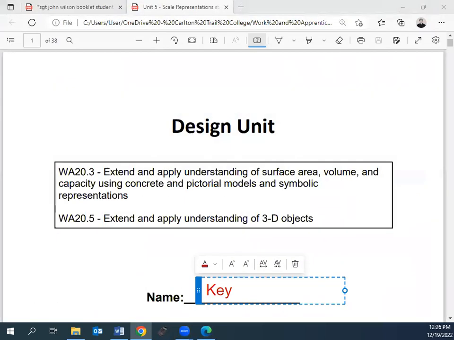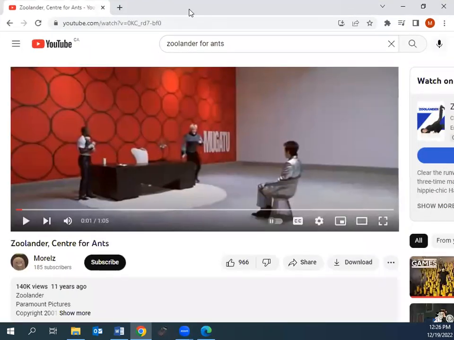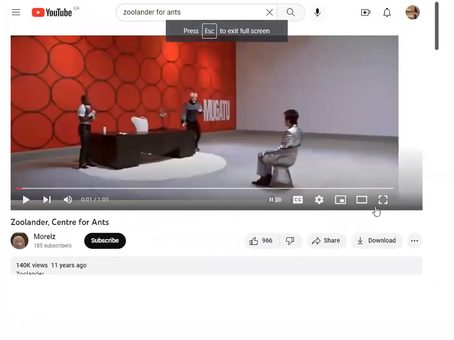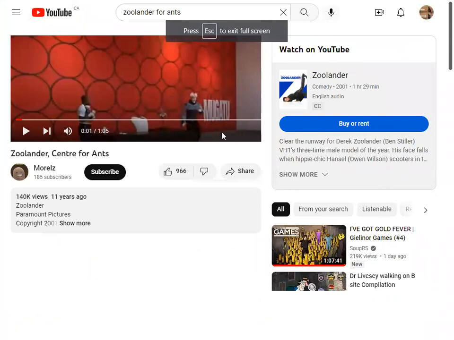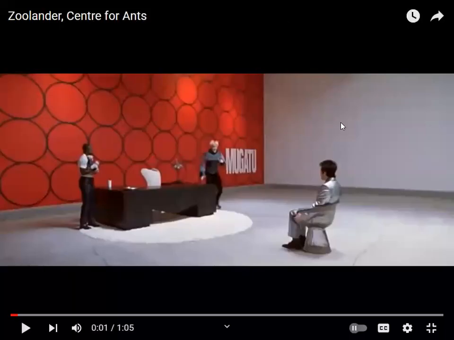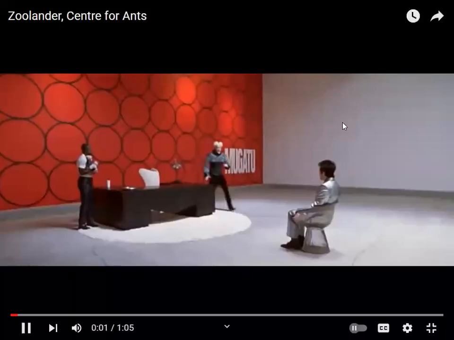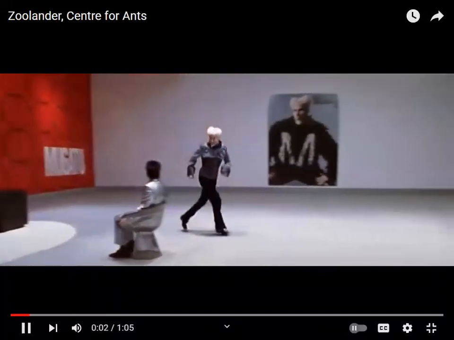My favorite example of scaling always goes down to a movie. Has anyone ever watched this movie, Zoolander? Yeah? This movie is my favorite. It's one of my favorite scenes in the movie. Back to the reason that we're really here.